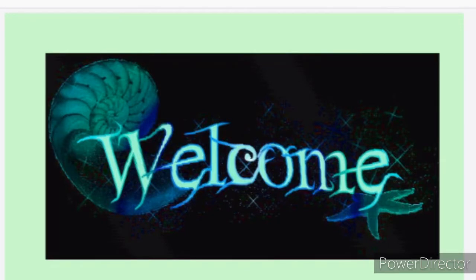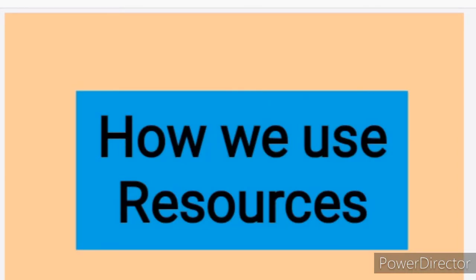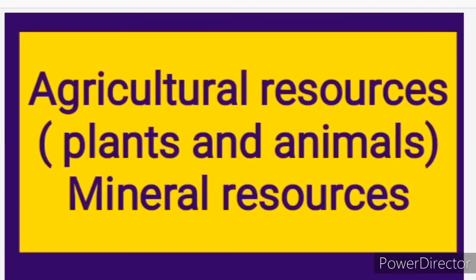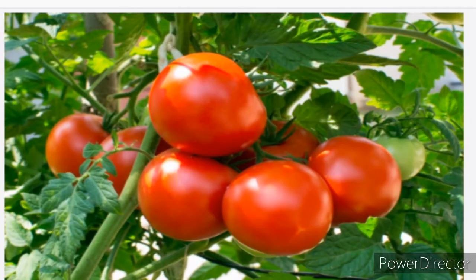Today, we are going to learn about how we use resources. In today's lesson, we are going to learn about how we use our agricultural resources. I hope you remember that agricultural resources consist of both plants and animals. Agricultural resources include plants and animals. We're going to learn about how we use both our agricultural resources and our mineral resources. Now let's go over to our agricultural resources.